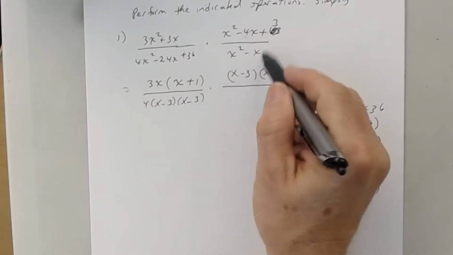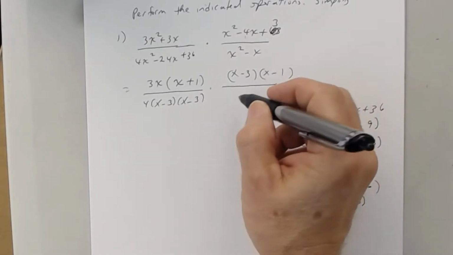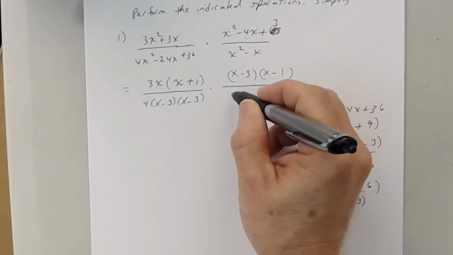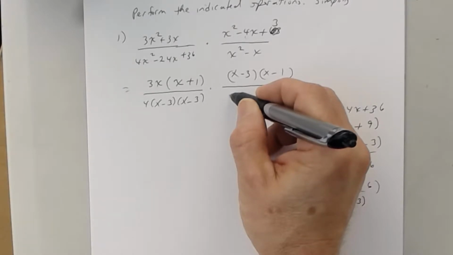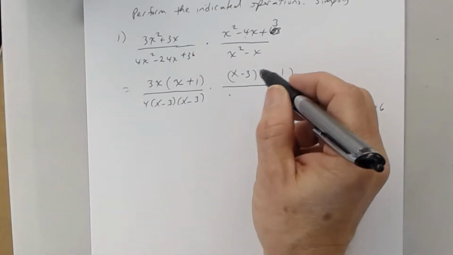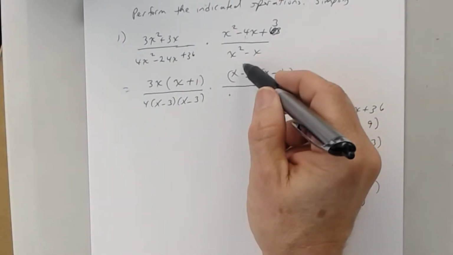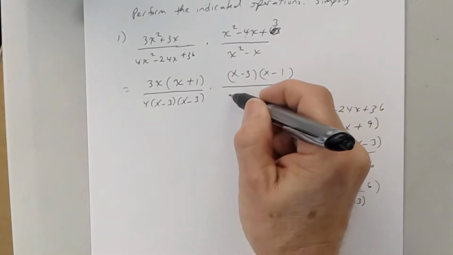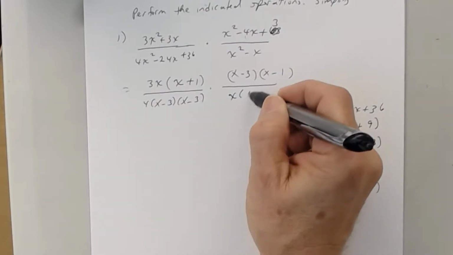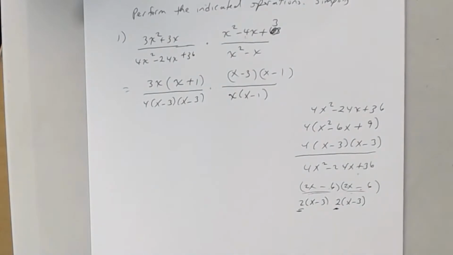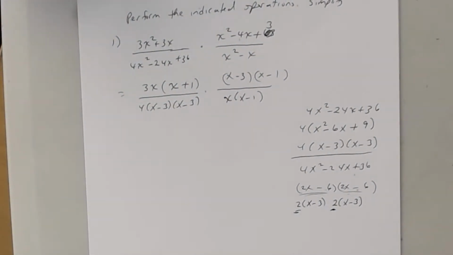What about the denominator? How can you factor the denominator? No, it's not the difference of 2 squares. But you can factor out an x. You get x times x minus 1. Okay, so I factor. The first step was to factor. Now what's the next step?